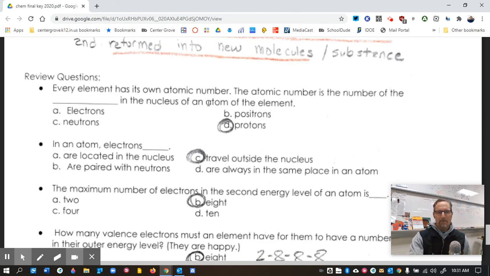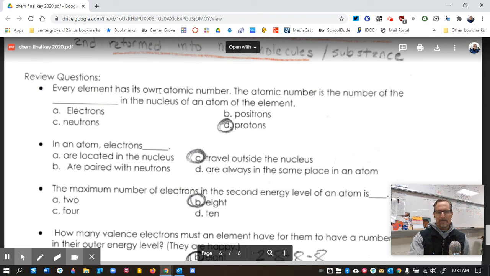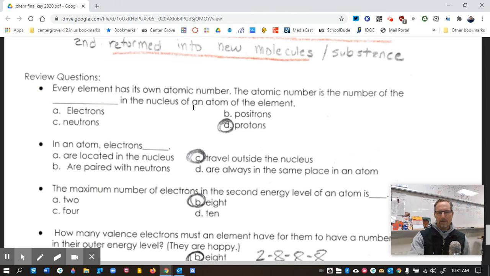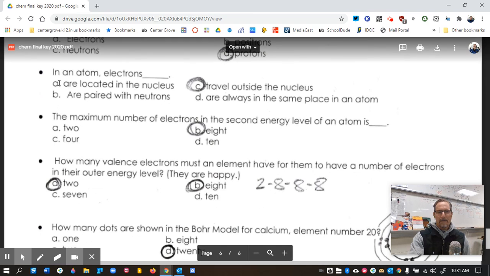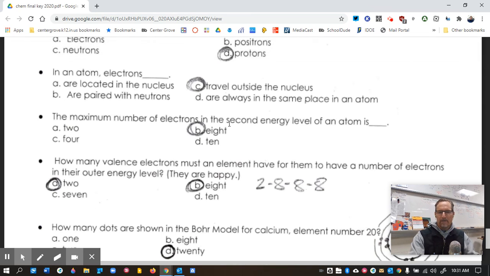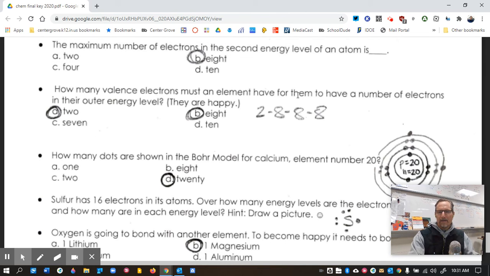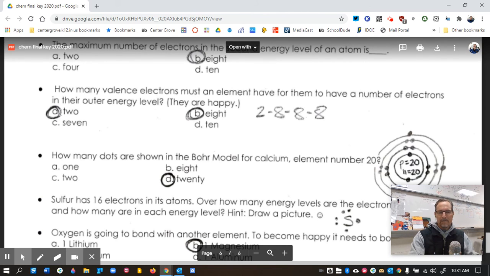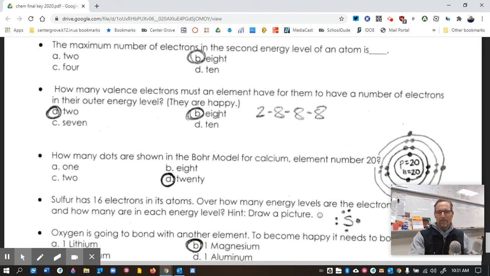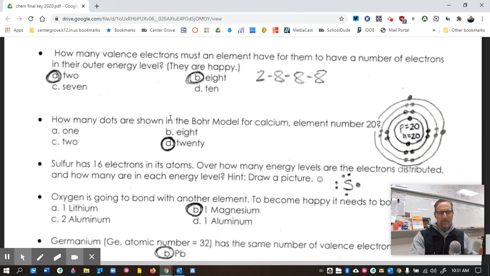And then just some simple review questions. So every element has its own atomic number. The atomic number is the number of protons in the nucleus. And in an atom, the electrons travel outside and around the nucleus. The maximum number of electrons in that second energy level is 8. How many valence electrons does an element have? If it's hydrogen, it can have 2 because that first shell can hold 2. The next shells can hold 8. So 8 is the magic number to remember.